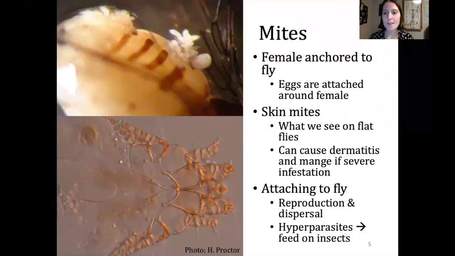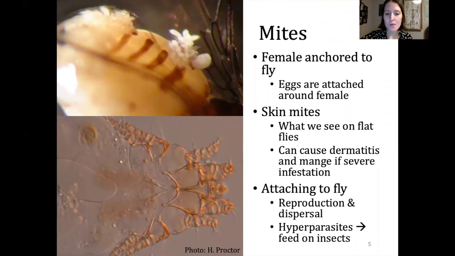So our next culprit in the study are the mites. This top photo shows mites attached to one of the flies I looked at under the microscope. The larger bulge there is the female mite, but the smaller casings around it are its eggs. The bottom photo shows a scanning electron microscope image of one of these gravid female mites.